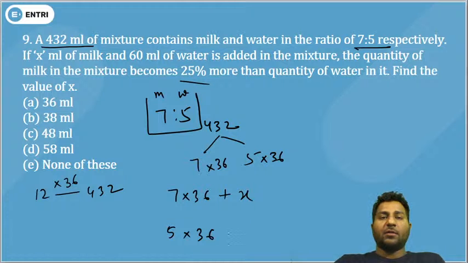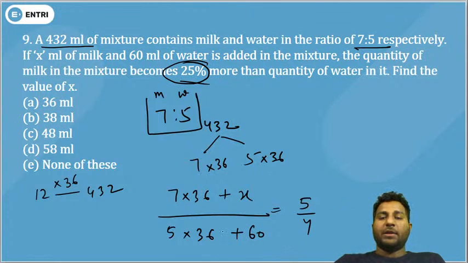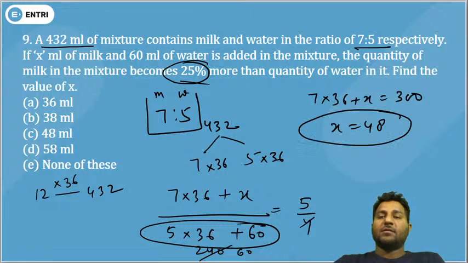We are adding x ml of milk and 60 ml of water. Then the ratio of milk will become 25% more, which means 5/4. Okay, so let's move on and solve this kind of question. I hope you will understand. Look, this total will be 240, which means when you solve this one, it will be 7 into 36 plus x equals 300. Yes, the value of x arrives as 48.